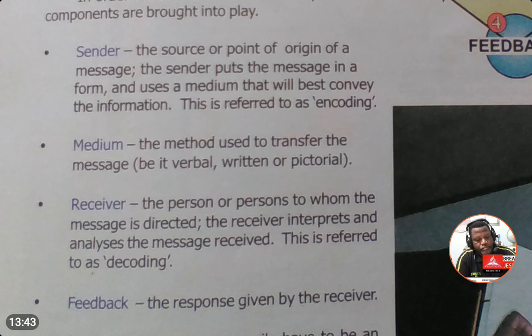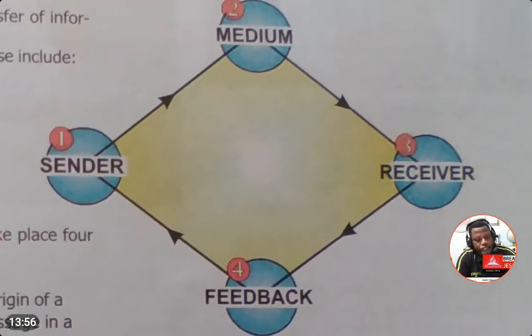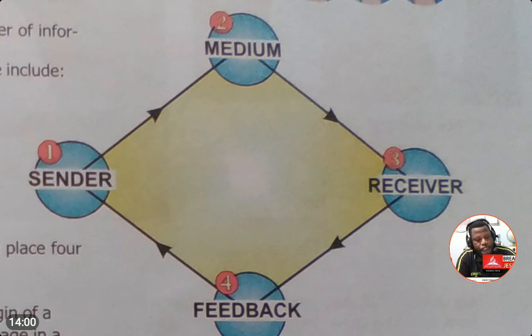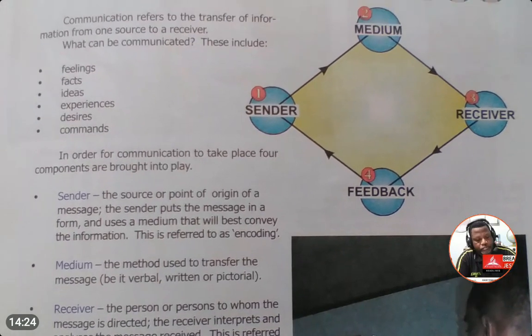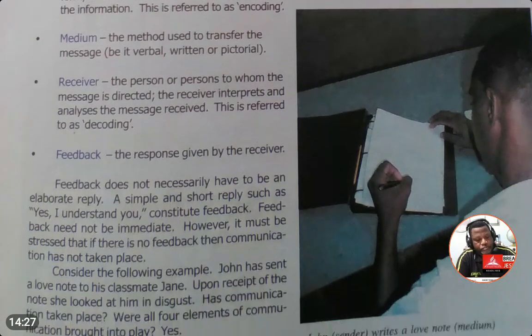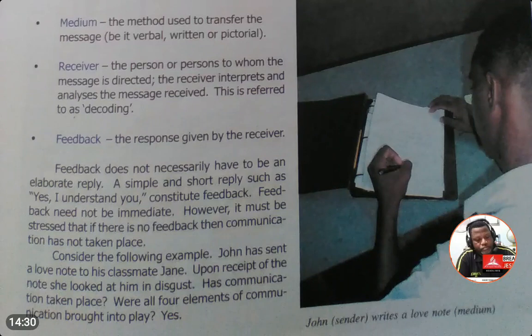So I repeat, the 4 steps and processes in the communication process are: you have the sender, the medium, the receiver, and the feedback. There we see it summarized nicely for you in a simple diagram. And notice the communication process can be something that is continuous. So feedback can go back to the sender, and the sender can also respond to the feedback coming from the receiver. That is the communication process. Now, feedback does not necessarily have to be an elaborate reply.